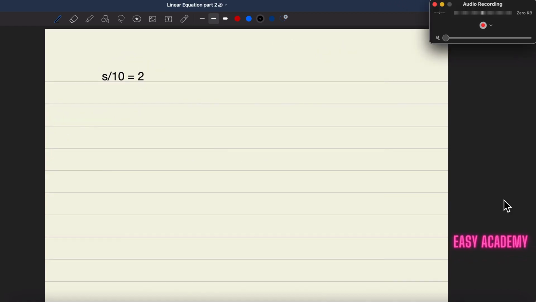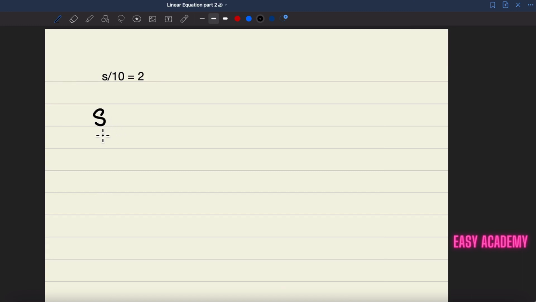Next problem. This problem involves division. S divided by 10 equals 2. Let's write it down in a different way that is easier to view. S divided by 10 equals 2. Okay, so S divided by 10 is the same thing as 1 over 10 times S equals 2.